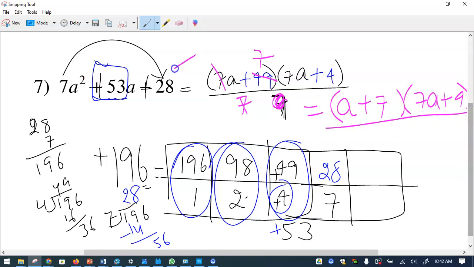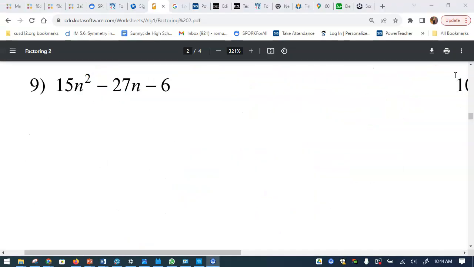Okay, if they had asked for a quadratic equation, what are the zeros of the quadratic equation? You just write the opposite of plus 7, which is minus 7, and the other one is the opposite of 4, which is minus 4, divided by 7, and you're done.